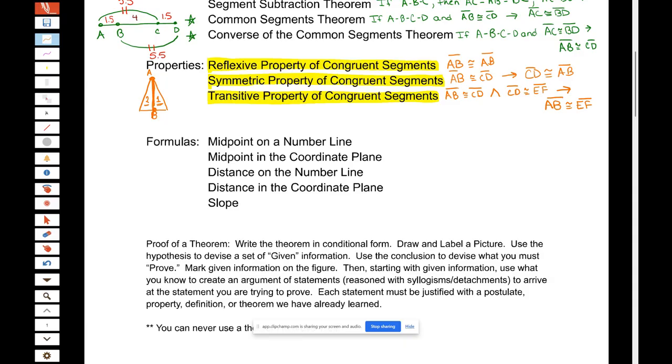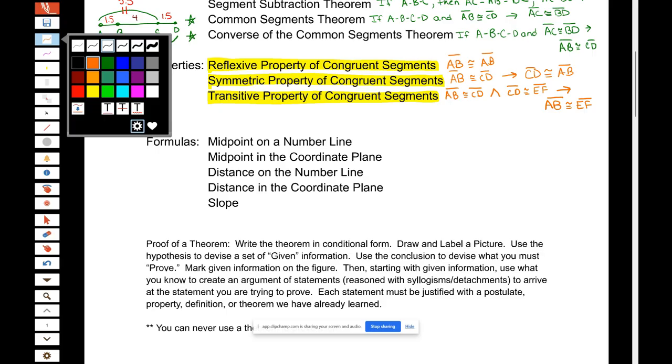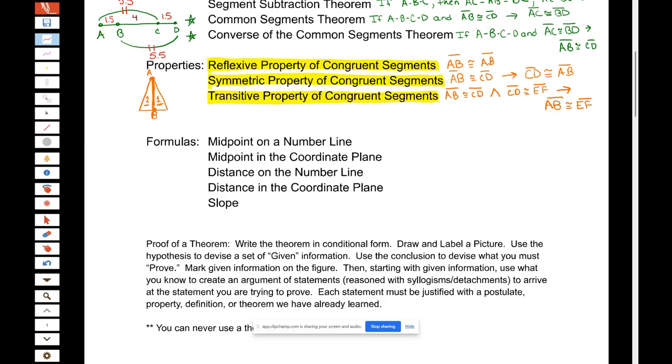All right, some formulas which we don't use a whole lot in proofs, but I'm still going to briefly review them because they might sneak in a little bit. Midpoint on a number line, all these formulas we have done before in class. So we know midpoint on a number line is when you take the two endpoints and divide by 2. Midpoint on the coordinate plane, x1 plus x2 over 2, y1 plus y2 over 2.